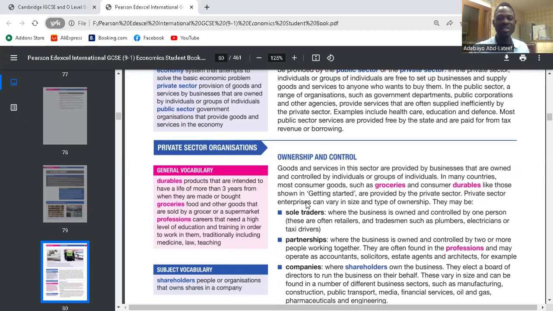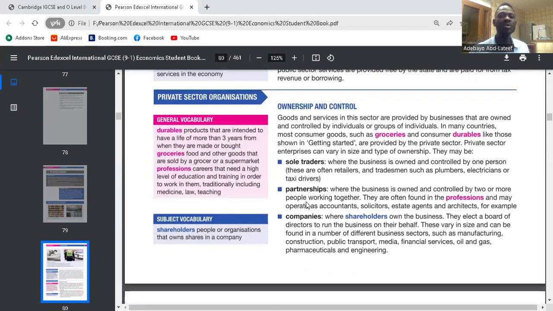Now, the private sector organization itself. Ownership and control. Goods and services in this sector are provided by businesses that are owned and controlled by individuals or groups of individuals. In many countries, most consumer goods such as groceries and consumer durables, like those shown before. Durables are things that can last longer when you buy them. You buy them now, you can consume them for as long as possible. That's durables, okay? So in the private sector, ownership could be from the sole trader, from partnership, from companies. These are what ownership is about in the private sector.